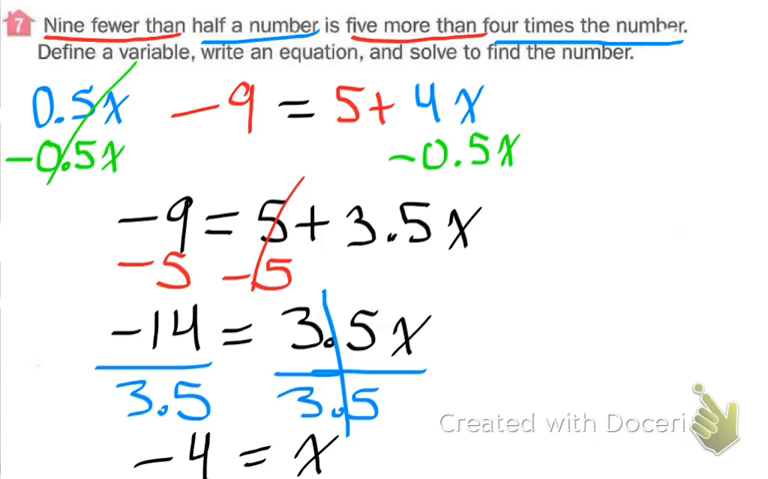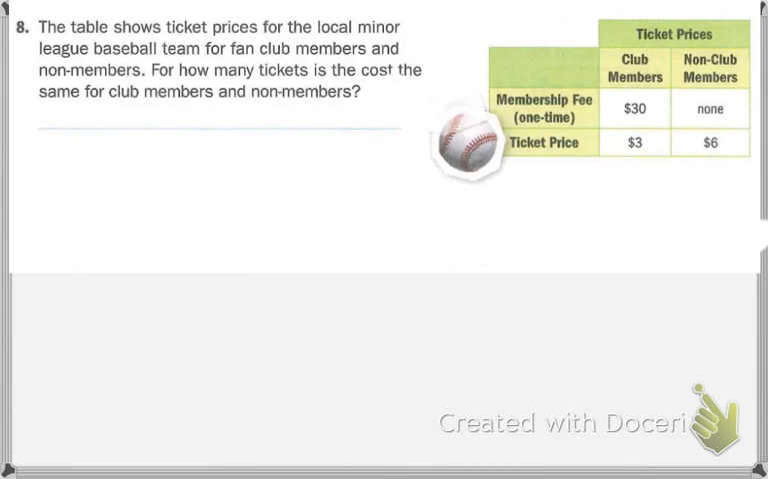Alright, we have one more word problem, and then we're done with this section. Make sure you have these steps written down. Okay, number 8. The last sentence tells us our job: for how many tickets is the cost for the members the same as the non-members? Meaning at what point is that crossing where you're really going to make your decision with who you're going to go with? We just need to find that equal point.